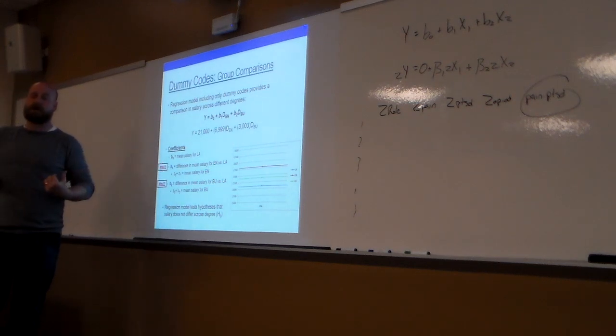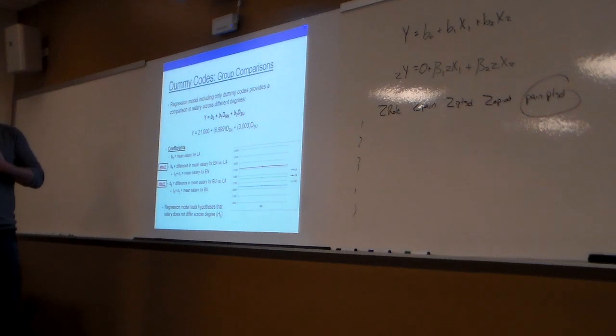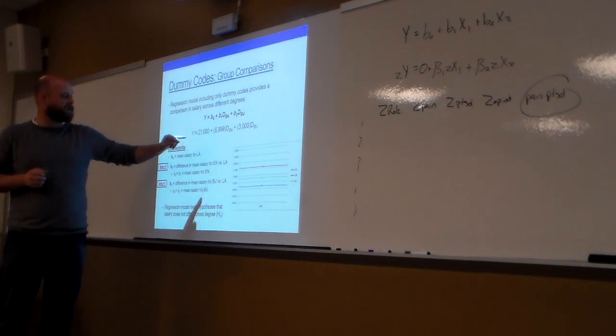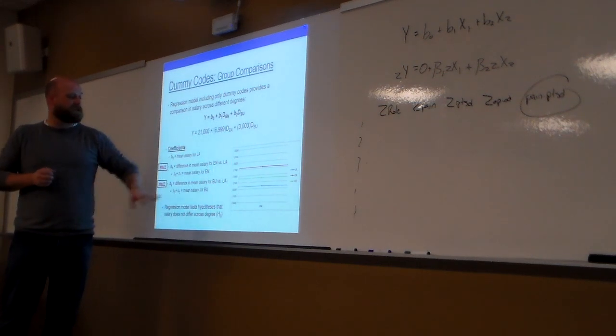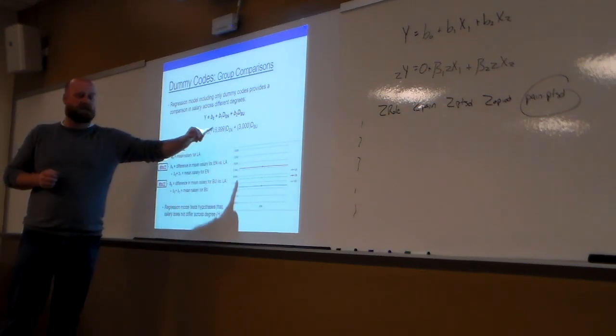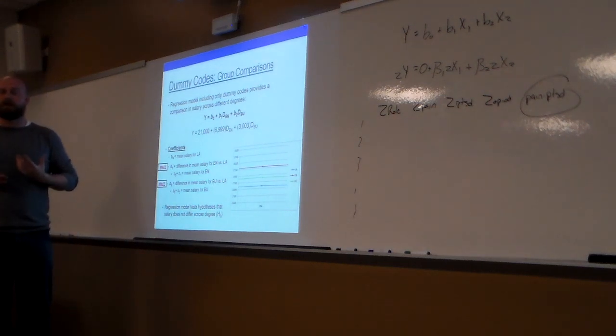If I have a significant model, it just tells me that yep, there are differences in starting salary across these degrees. If I want to know what those differences are, I just say this is liberal arts, this is engineering, and that's business. This is just the difference between my base and my engineering. This is the difference between my base and my business. So it gives us all this information that we would need to know.